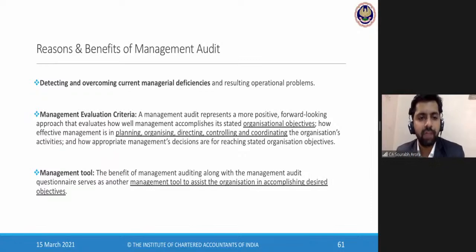Then the management evaluation criteria, it's not just for the overcoming of certain weaknesses or deficiencies, but it is also the way through which you evaluate the performance of the management. So how well the management is doing, whether the organizational objectives are being met, whether they are effective in planning, organizing, directing, controlling, and coordinating.